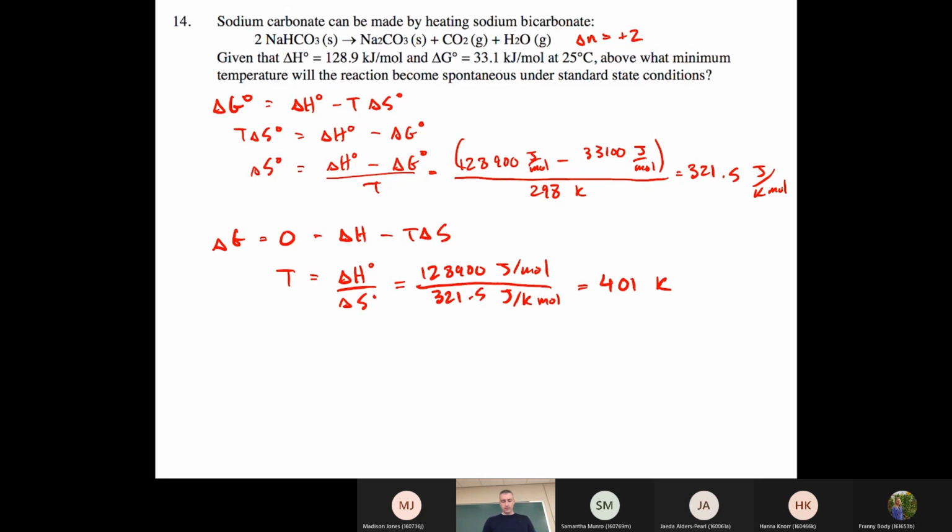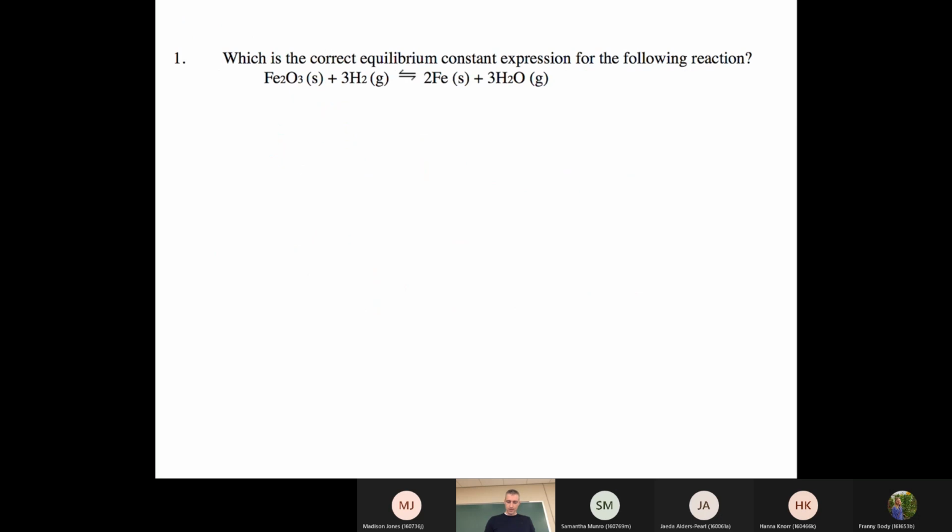So the idea is that this reaction is endothermic, so it doesn't necessarily want to go because of the enthalpy change. It's uphill in energy, but it also produces gas. It also is favored by the entropy factor, and if you get it to a high enough temperature, the entropy factor takes over, and that temperature happens to be 401 Kelvin, which is what, 100 and some degrees Celsius, 130 something. It's not too bad.